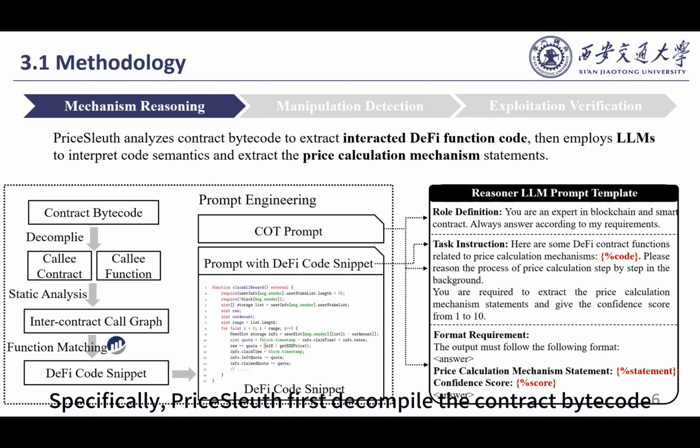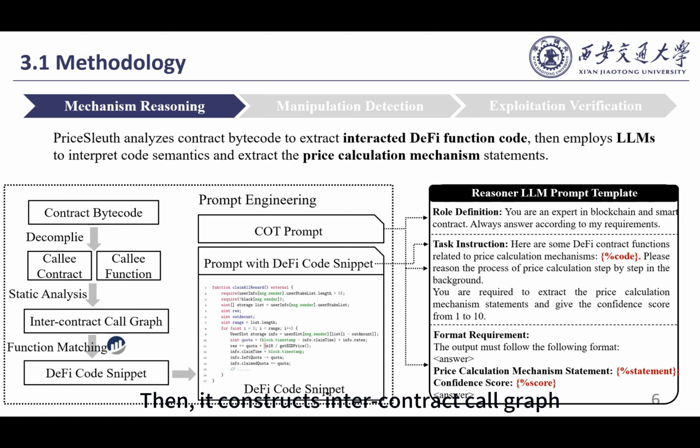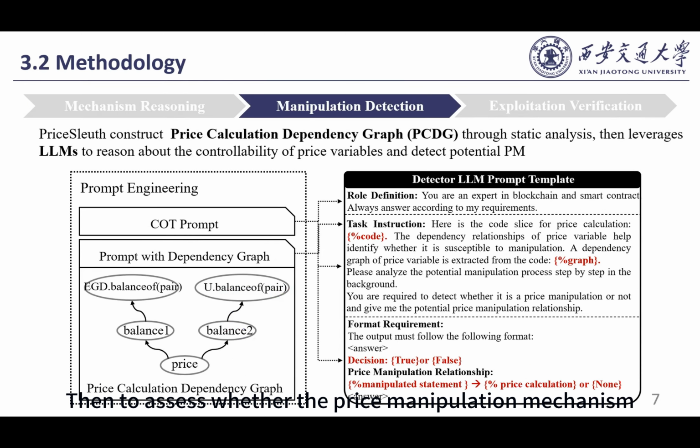Specifically, PriceSleuth first decompiles the contract bytecode and identifies key function interactions related to DeFi contracts. Then it constructs an inter-contract call graph and performs function signature matching, retrieving the DeFi contract snippet. Based on the above, it utilizes the reasoning ability of the LLM to interpret the code semantics, extracting the price calculation mechanism statements. We employ zero-shot chain of thought prompting to guide the LLM to reason about code semantics, then to assess whether the price calculation mechanism is susceptible to manipulation.